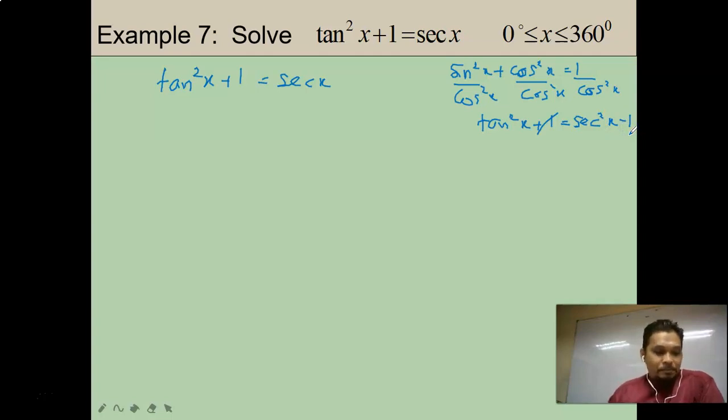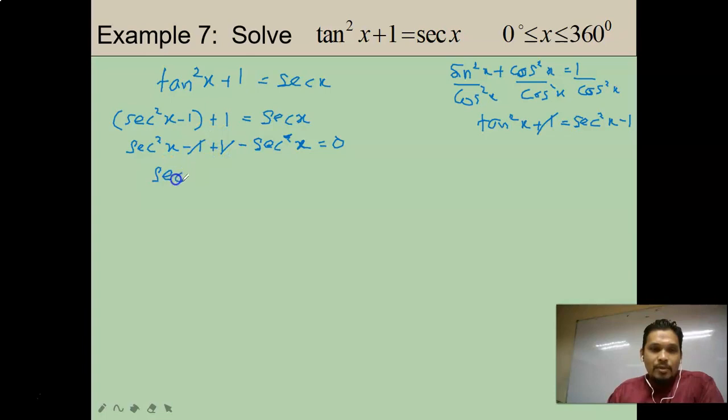Okay, so now tangent square x we replace with secant square x minus 1, plus 1 equals secant x. So then, secant square x minus 1 plus 1, minus secant x equals 0.